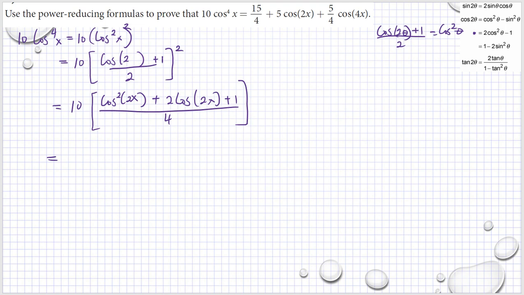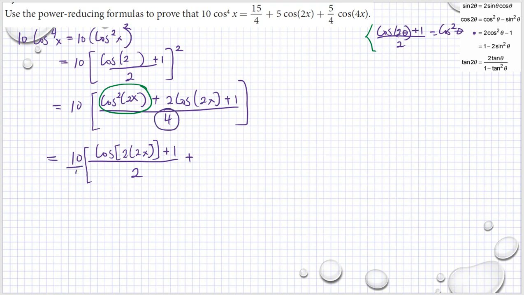And if we substitute the value of cosine squared 2x using this in this expression here, then we have cosine 2 times 2x plus 1, divided by 2, plus, if I put the 4 outside so that it is easier to solve, 2 cosine 2x plus 1.